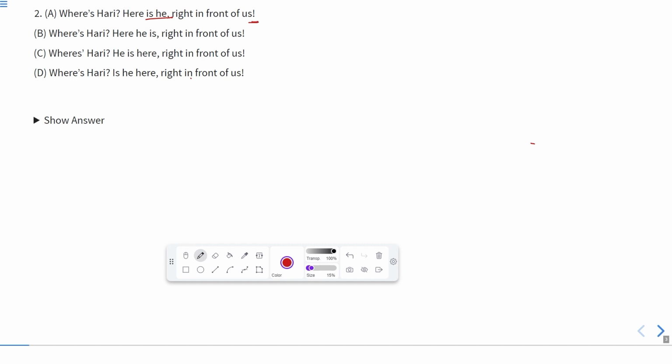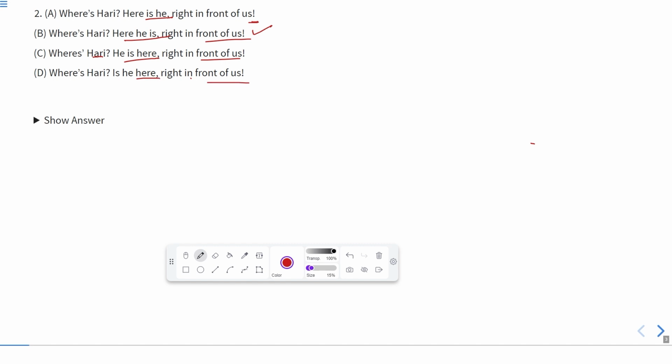Now, where is Hari? Here he is, right in front of us. Where is Hari? He is here, right in front of us. Now we have to begin the sentence with the phrase "here". Okay, so "Here he is" will be the right sentence. The last one, "Where is Hari?"